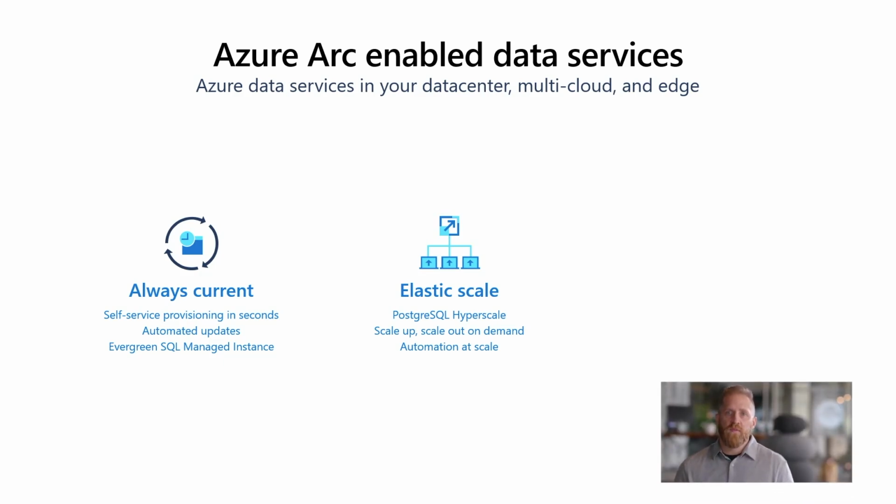So you can provision a Postgres Hyperscale instance, for example, and scale out your data across multiple physical machines to really get that performance for those applications which demand it. And you can also scale up and down the amount of compute resources that you're using and pay just for what you use based on the demand for the application at a given point in time.